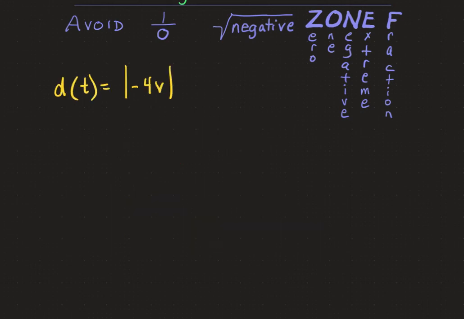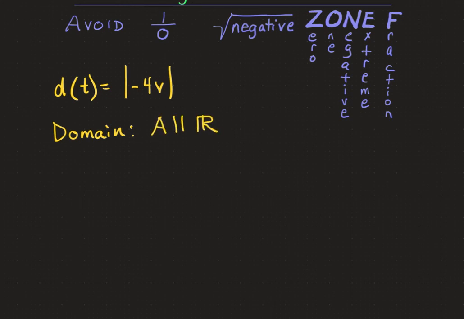This lesson is more involved and longer than the ones you've had for the past few days, so I'm going to split this into 2 videos, but let me give you one more example for this video. The function d of t equals the absolute value of negative 4t. I'm going to let you go through the zone F numbers yourself if you want to. For the domain, will any real number that I put in there give me a non-real result? No. So the domain of this is all real numbers.